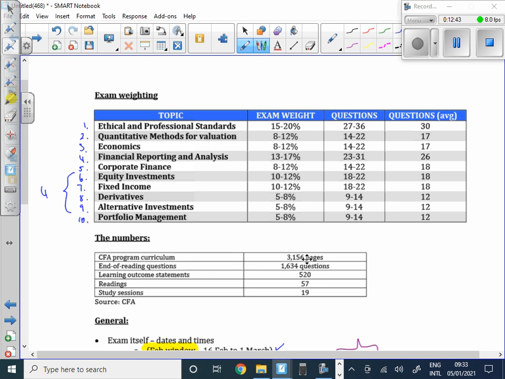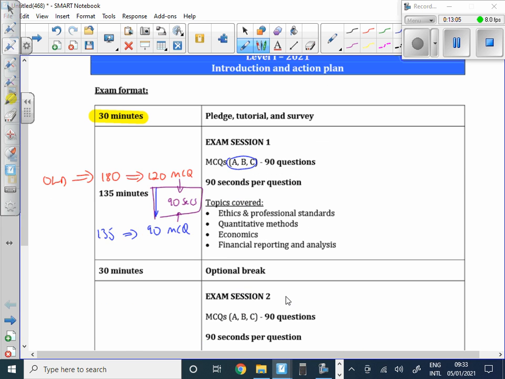Now, what used to happen in the past is that all 10 topics were examined in the morning, and all 10 topics were examined in the afternoon, in proportion to their exam weight, which I'll discuss going forward. Now, what happens now? There's been a change, and they say in the morning you are only going to get the first 4 topics: ethics, quants, economics, and FRA. Obviously 4 out of the 10 come in the morning. And why 4 out of 10, not 5 out of 10? Because, guys, those are the bigger ones.